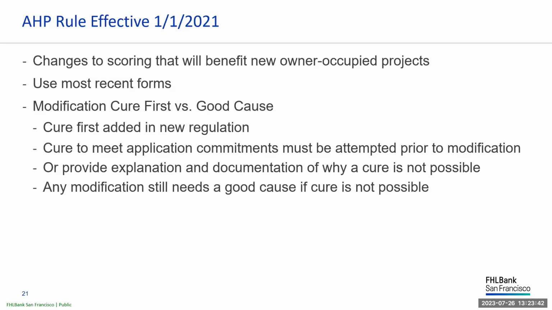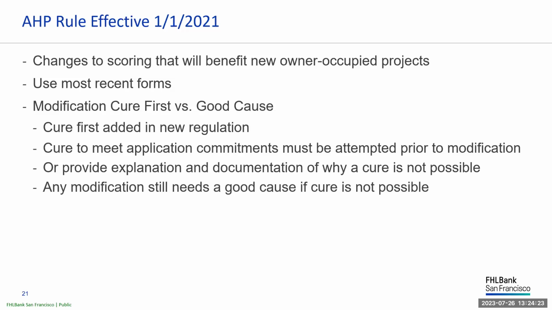Under the old regulation, a modification could be processed as long as a good cause was documented in writing. So effective 1/1/2021, for all modifications, Cure First is now added in the new regulation. The bank will first request that the project sponsor or owner make a reasonable effort to cure any modification within a reasonable period of time, or provide an explanation of why the cure is not possible. The need for good cause still remains.